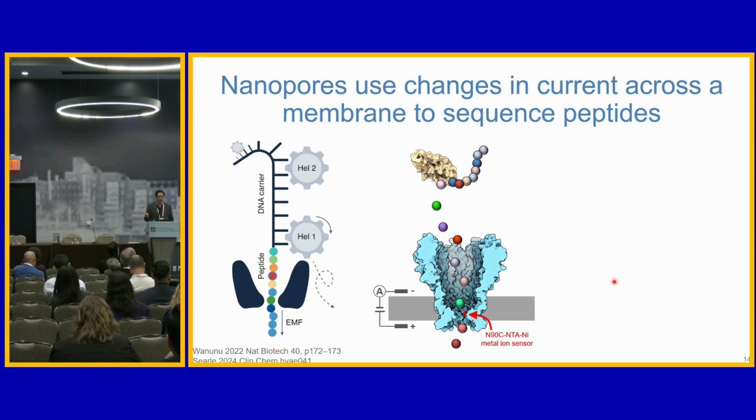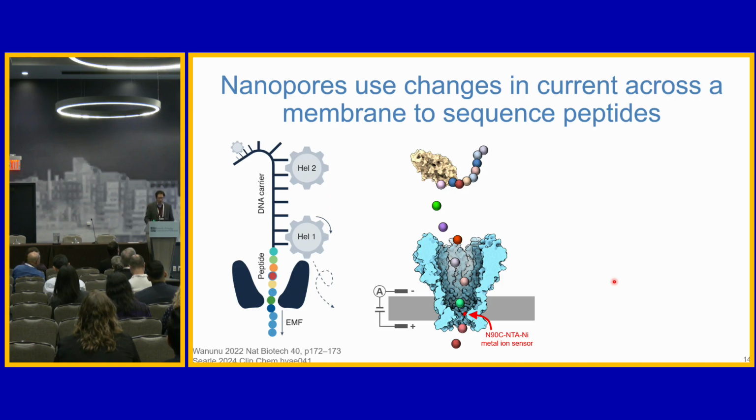Another strategy that's been proposed is just to take your protein sequence, cut it up into amino acids, and basically do Edman degradation in a pore. Right? Not Edman, amino acid analysis in a pore. And so you're not getting the sequence of the protein, but you're getting the amino acid composition.